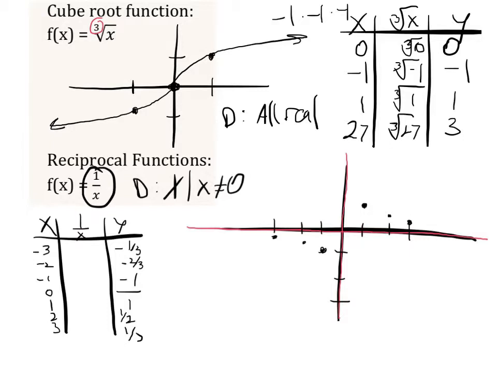So for this part right here we can see that it's kind of shooting like that, and over here we can see that it's kind of shooting like that. But what we can't necessarily see is what's happening inside of 1 and negative 1. So we want to know what's going on in here.